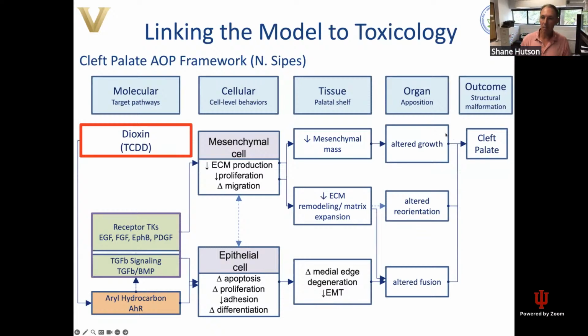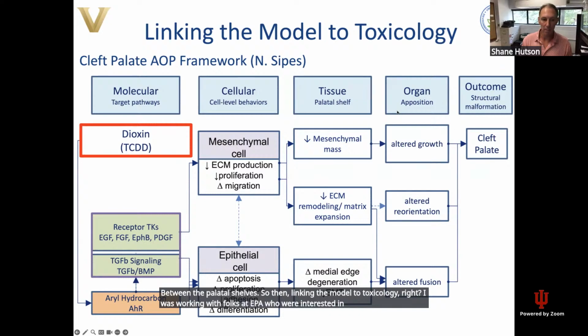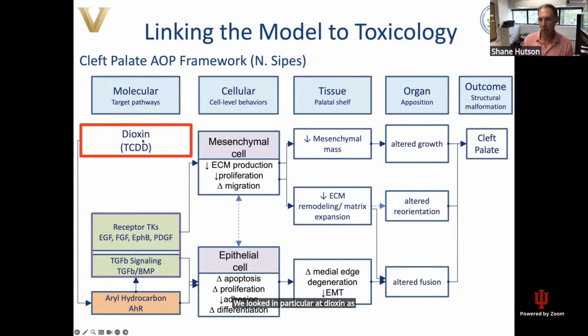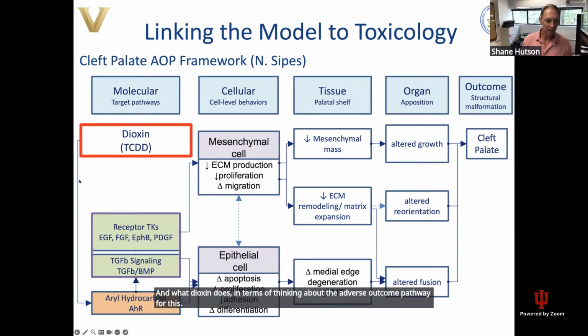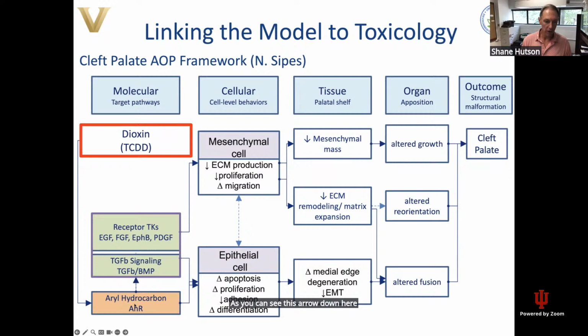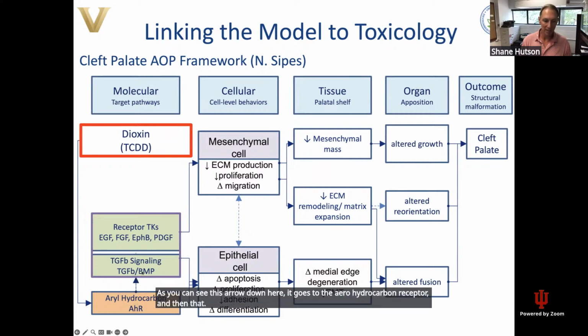So then linking the model to toxicology, right? I was working with folks at EPA. We're interested in how environmental chemicals impact this. We looked in particular at dioxin as a class of chemicals that activates the aryl hydrocarbon receptor. And what dioxin does, in terms of thinking about the adverse outcome pathway for this, is you can see this arrow down here. It goes to the aryl hydrocarbon receptor, and that modulates TGF-beta signaling.